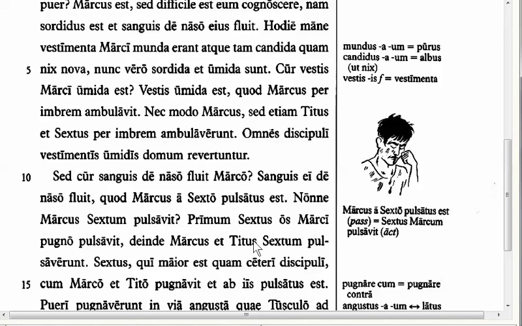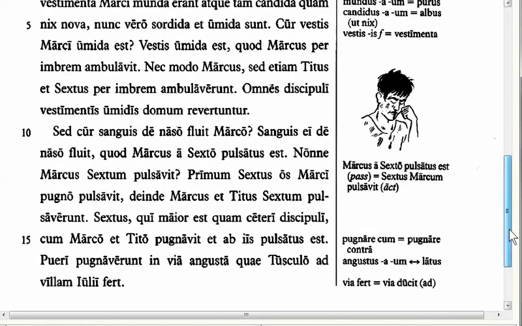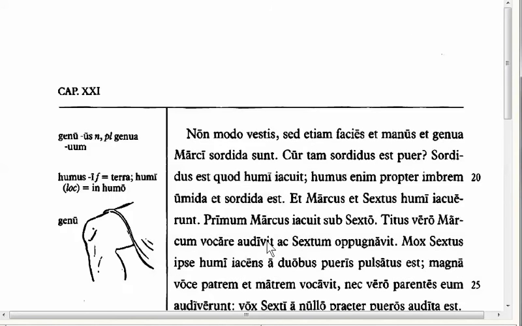So the perfect stem, like ambulo, you see, has a V inserted before the endings. So the present stem, pulsa, becomes pulsava in the perfect, and then you add your endings. Line 20 has our next new grammar feature.